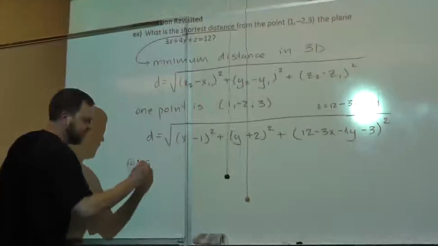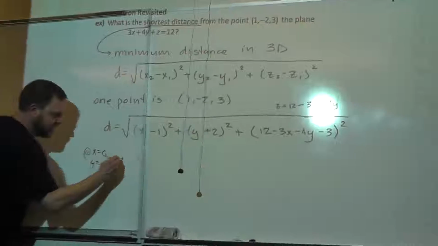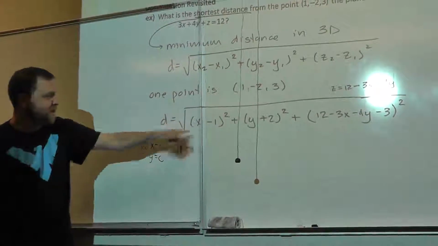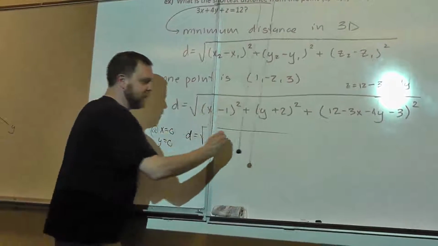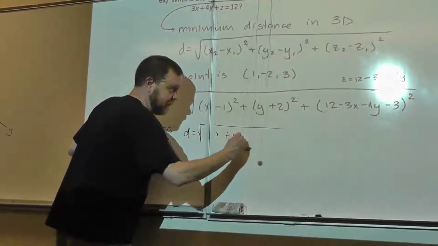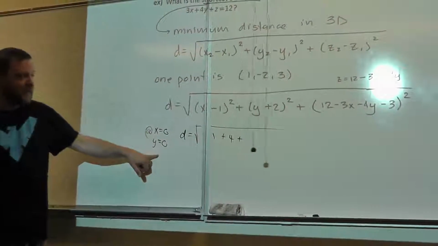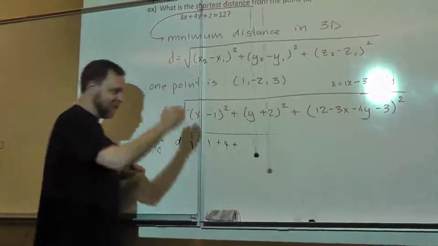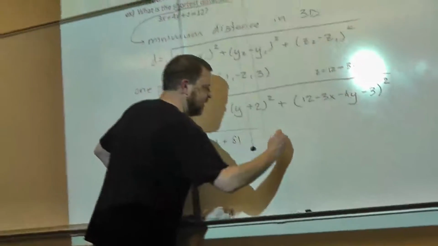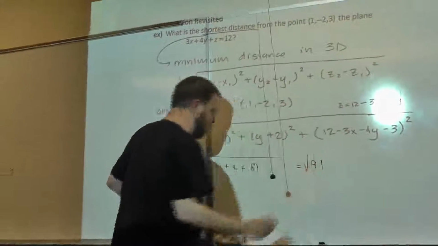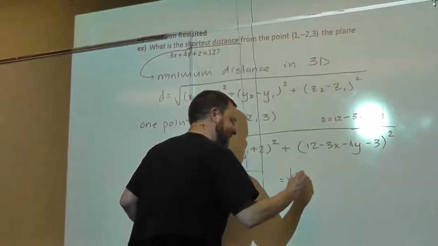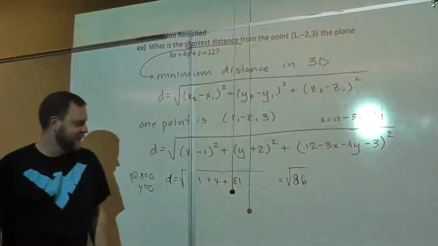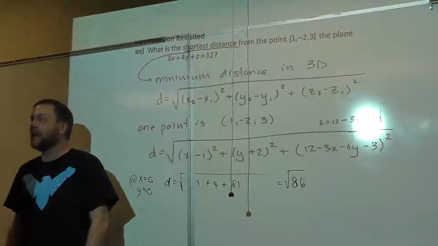At x equals 0, y equals 0, d equals the square root of, so big old radical, 1 plus 4 plus, both x and y go to 0, so that turns out to be 9 squared, 81. So you get the square root of 94. No, lie. You get the square root of 86. I told you I suck at arithmetic. 5 and 1 is usually 6. Okay, you get the square root of 86.